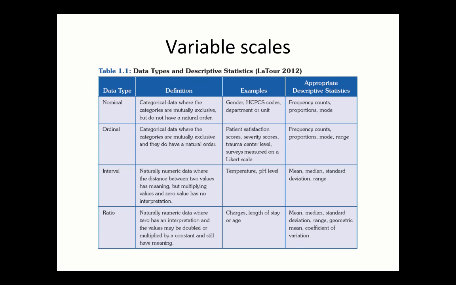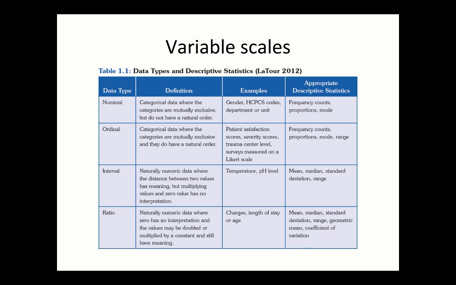Quantitative data are naturally numeric and take on two main forms: interval and ratio. Interval data is numeric data where the distance between two values has meaning, but multiplying those values has no meaning. For instance, temperature can take on many different values, and two temperatures can be compared. Also, a value of 0 for temperature does not have an interpretation. That is, a temperature of 0 degrees Celsius is cold, but that does not mean the absence of temperature.